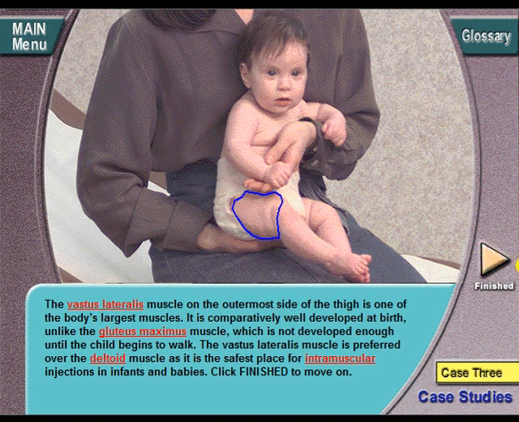The vastus lateralis muscle on the outermost side of the thigh is one of the body's largest muscles. It is comparatively well developed at birth, unlike the gluteus maximus muscle, which is not developed enough until the child begins to walk. The vastus lateralis muscle is preferred over the deltoid muscle as it is the safest place for intramuscular injections in infants and babies. Click Finished to move on.